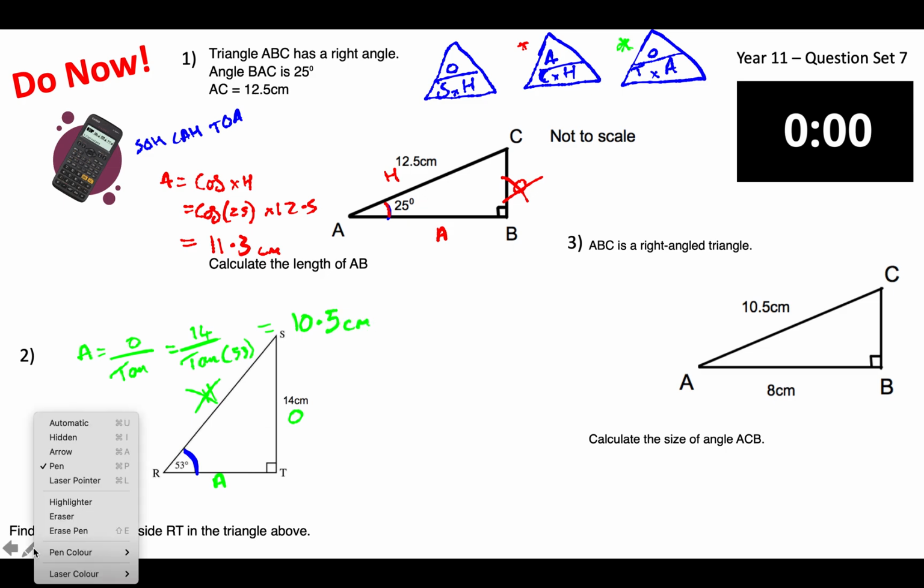Let's have another change of pen. Let's go for the really awful magenta. This time, 3. ABC is a right angle triangle. Calculate the size of angle ACB. ACB. That centre letter is where the angle is. So it's that angle there.